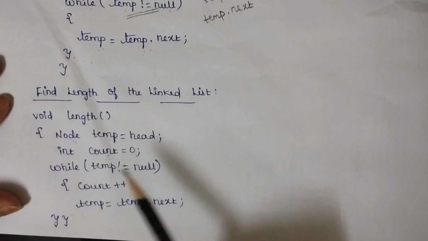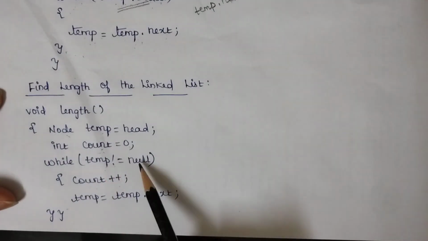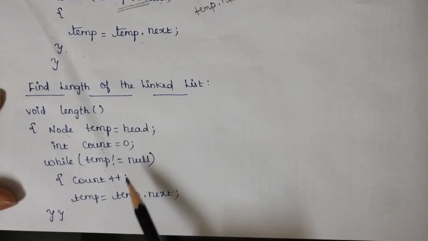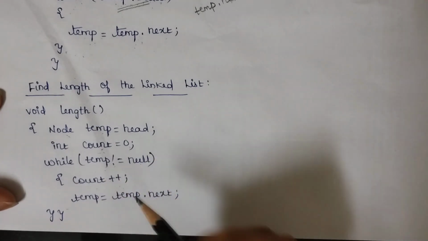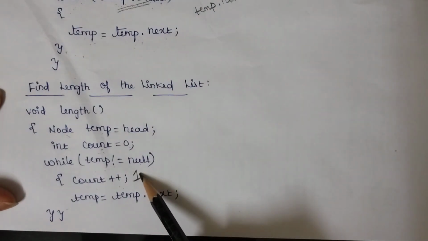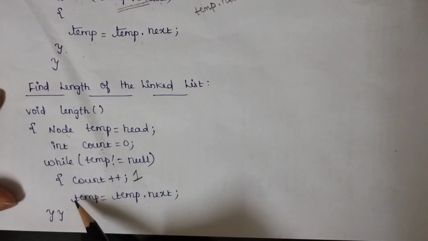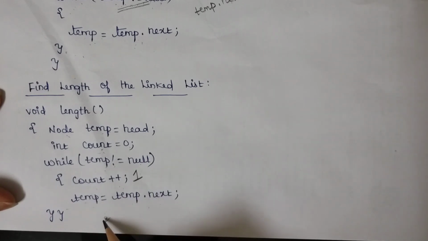Initially there is a temp node. So if this condition is true, temp is not equal to null, then it executes this loop. And here my count value gets incremented to 1. After incrementing the value, I'm moving my temp from the first node to the second node. That is why this assignment is given. So now your temp node is the second node, not the first node. After this statement, your temp node will be pointing to the second node in the list.